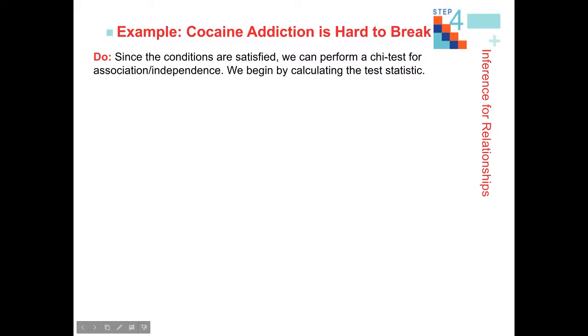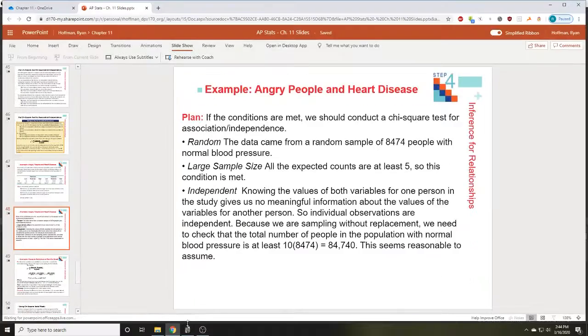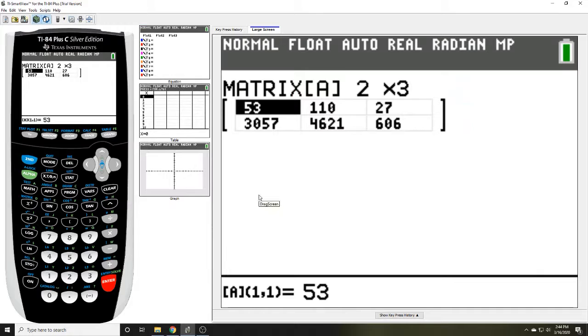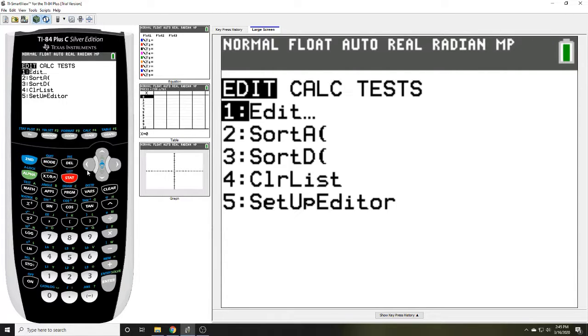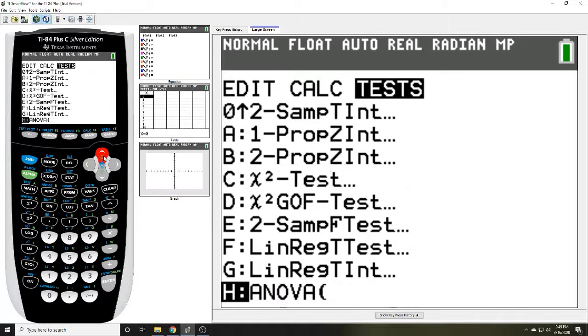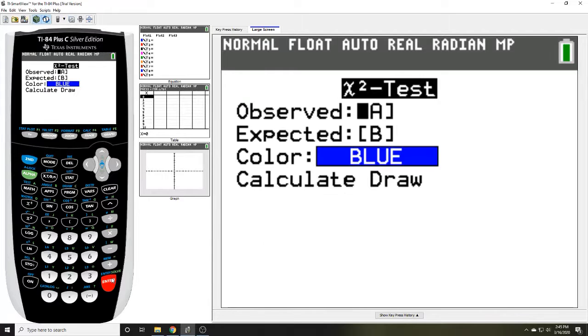Step 3, we'll go to the calculator here. So just like we did before, I've already got this in the matrix. You only need to put the observed counts. Once you have the observed counts, the calculator is going to fill in the expected counts. 2 by 3 matrix because we had 2 rows and 3 columns. So now that we've got this data in matrix A, we're going to go stat tests. And it's going to be a chi-square test. Observed we have in matrix A. Expected we're going to put in matrix B.